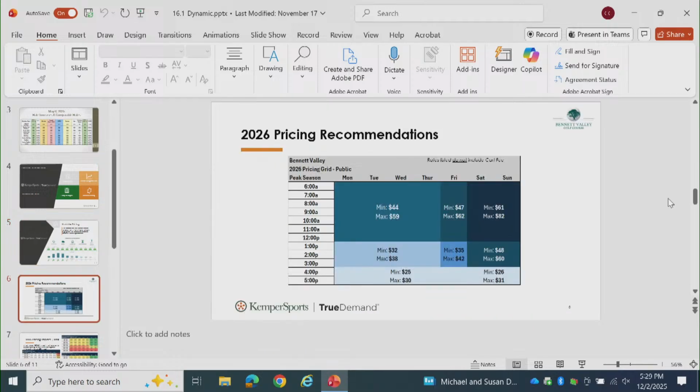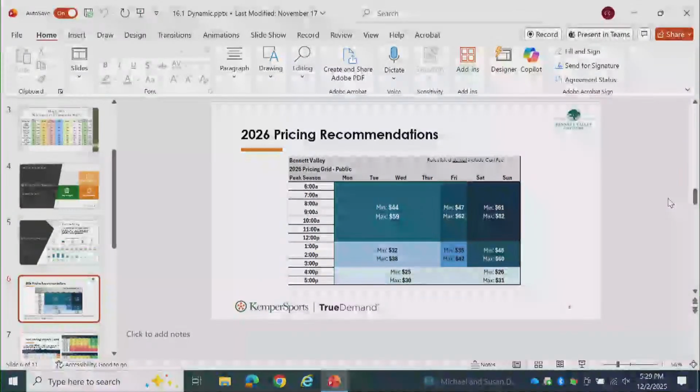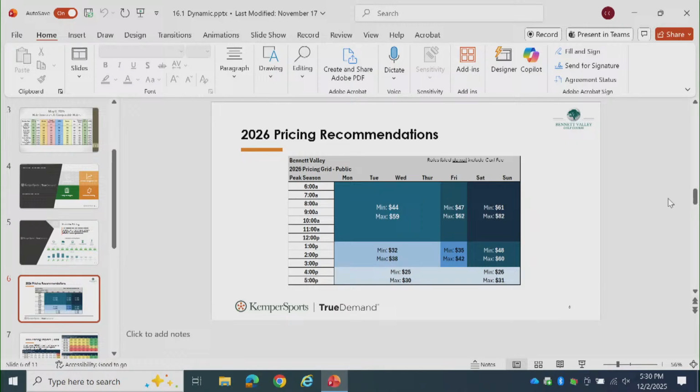From a pricing recommendation perspective, this is a snapshot of what Kemper Sports is proposing based on our current setup, and I will show how this relates in more detail in the last slide. But what they did is they looked at day, they looked at level of play, they've looked at the time of day, and they started to identify where they felt the variable pricing or dynamic pricing could be the most critical or most valuable tool to implement.